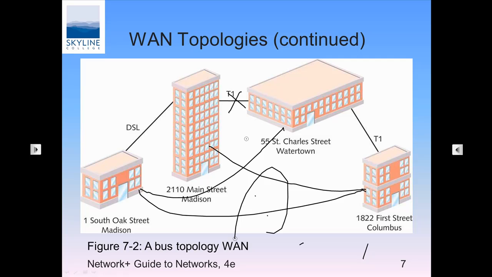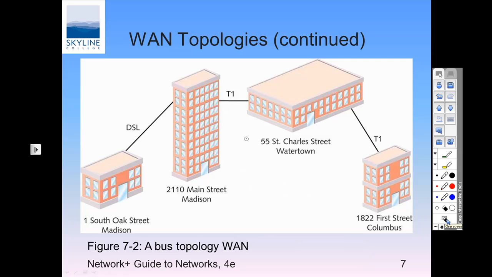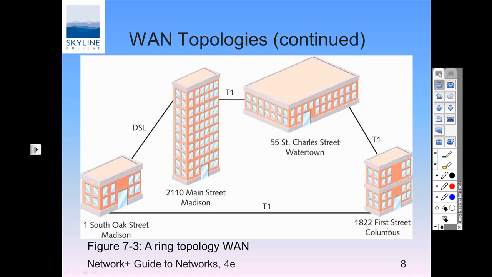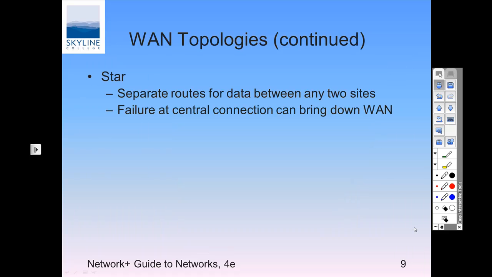So we've kind of covered the wide area network topologies, haven't we? Because that's what you can have: a ring, a bus, and a star. True? Can you think of any other topology for real? We'll go through here. Now we have the ring topology, just exactly what we did. Star: separate routes for data between any two sites, just like a star.